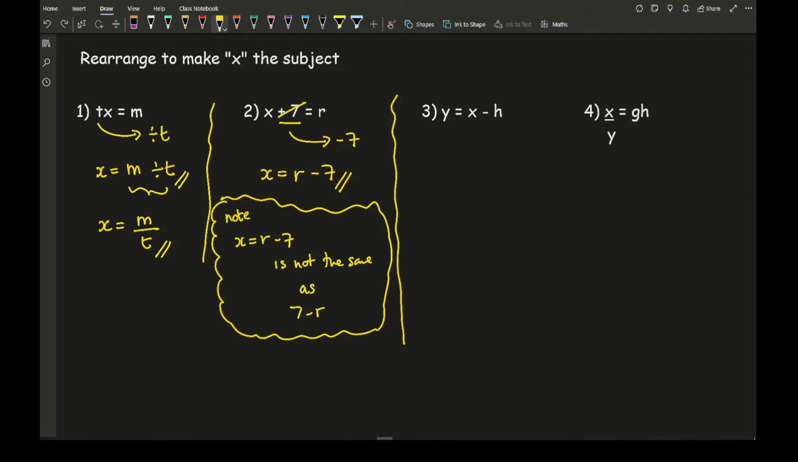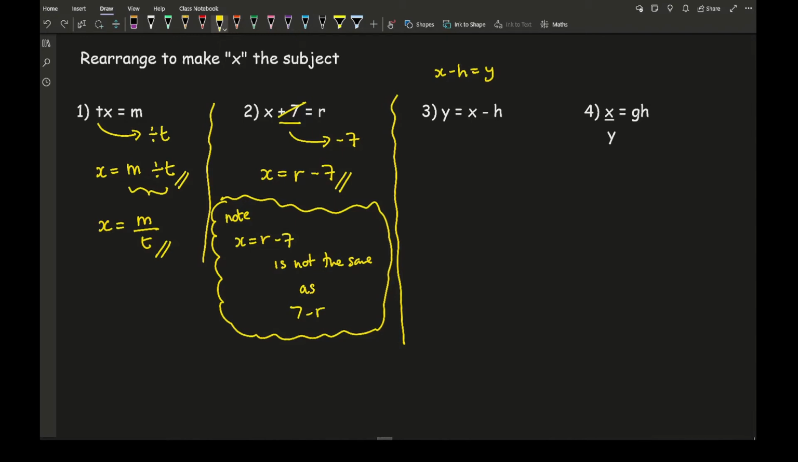Looking at question 3, here I've got y as the subject. Even though the sides have switched, it doesn't really make a difference. If you're happy to, you can write it as x minus h equals y. That's entirely up to you, but I'm going to keep it as it is because I can't be bothered with the faff.